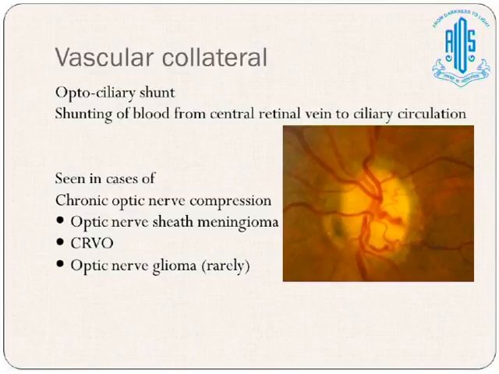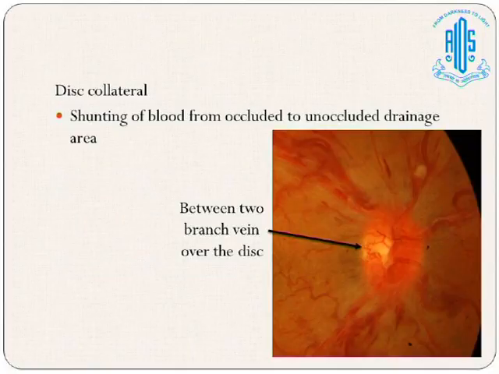So how to identify it? You just look at the vessel. Once you try to trace the vessel beyond the optic disc, and suddenly it disappears, this is an opto-ciliary shunt. This is seen in cases of chronic optic nerve compression. You see it more commonly in cases of optic nerve meningioma, a CRVO, and very rarely in optic nerve gliomas. So this is just an example. This is an optic disc edema, but I just wanted to show an example of disc collaterals, how they look like.